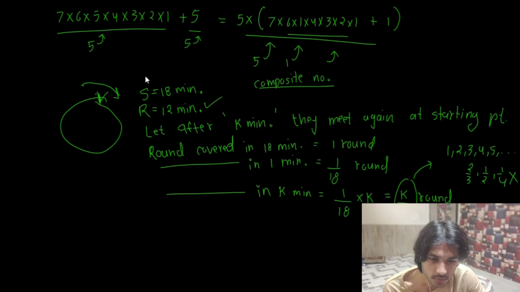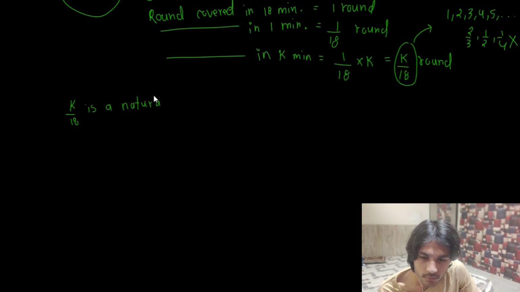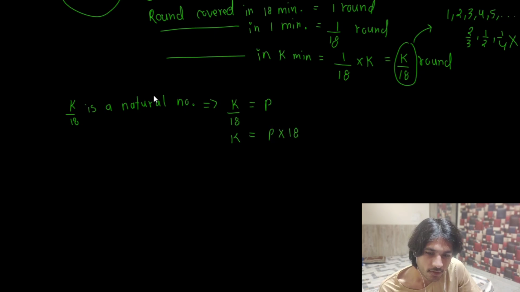That means this has to be a whole number. Suppose k by 18 is a natural number, let us say p. Then k is equal to what? p multiplied by 18. If I can write k as this, it means what? 18 is a factor.